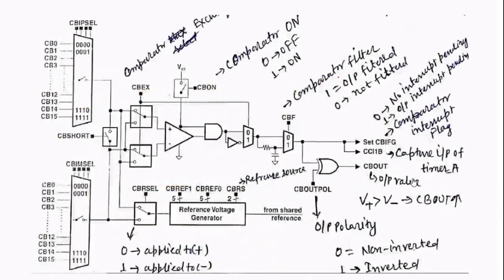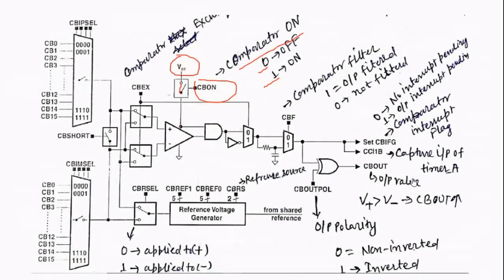You can understand this better with the diagram. What will happen? The CBON bit is comparator on. If it is 0, it is off, and if it is 1, it is on. Here VCC is supplied, so when it is on, it means that this is connected.